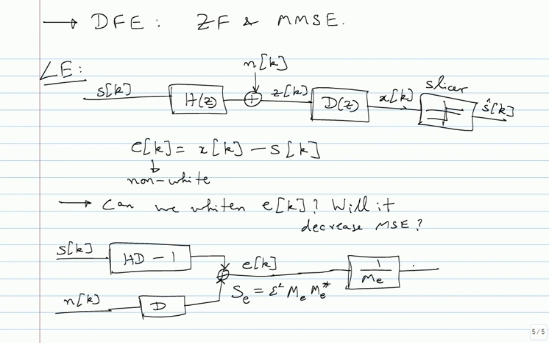So after this, you're going to get E prime K. I'll call this W of Z, that's my 1 by ME. So here, I know definitely E prime K will be white. And what will be the PSD? Epsilon square is going to be my PSD.